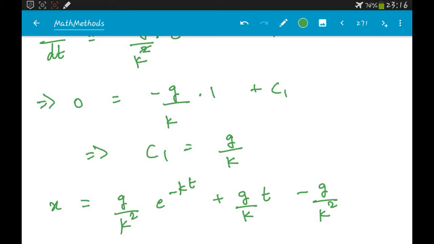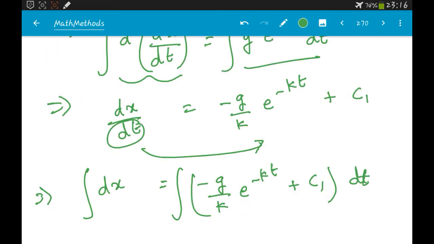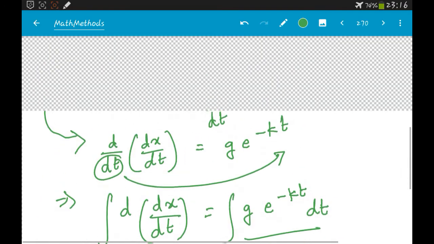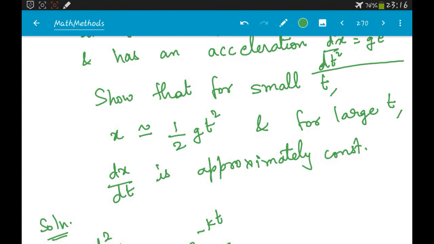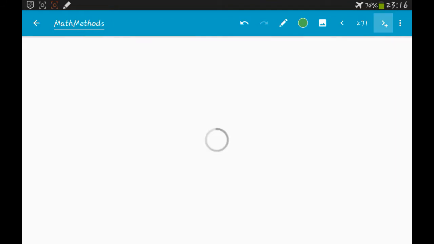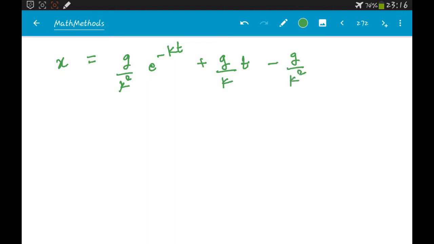Now there was another thing that the question had asked us to do, which was to show that for small t, x is nearly half g t square. So let's try to show that. Okay, so this is our x. Let's write down our x again. x is equal to g by k square e power minus kt plus g by k into t minus g by k square.